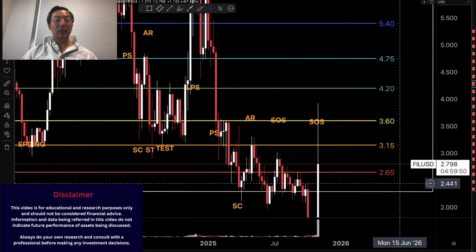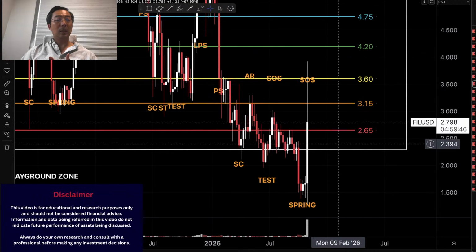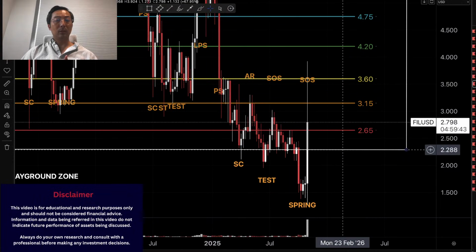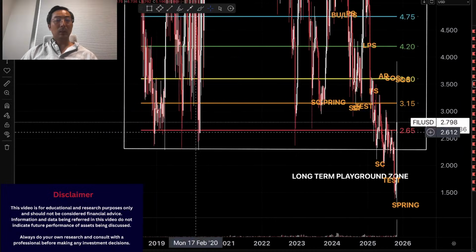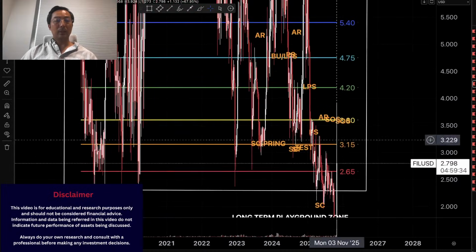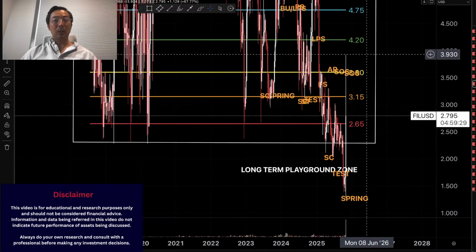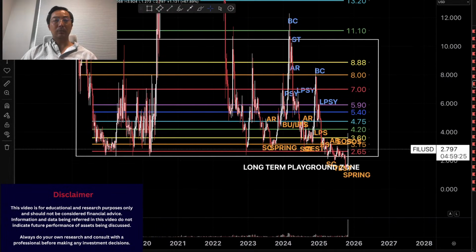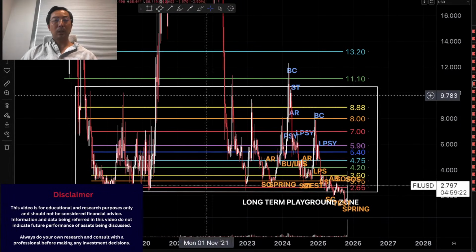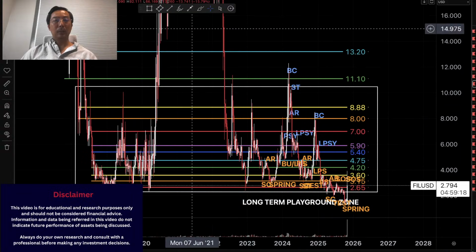When we get to the daily chart, we'll see whether the accumulation will continue between this white solid line at the bottom around $2.28 and the orange key level of $3.15. This white box is basically the long-term playground zone, meaning from 2018 till now, about 70-80% of the time, Filecoin has been trading within this area, other than the crazy peak period.